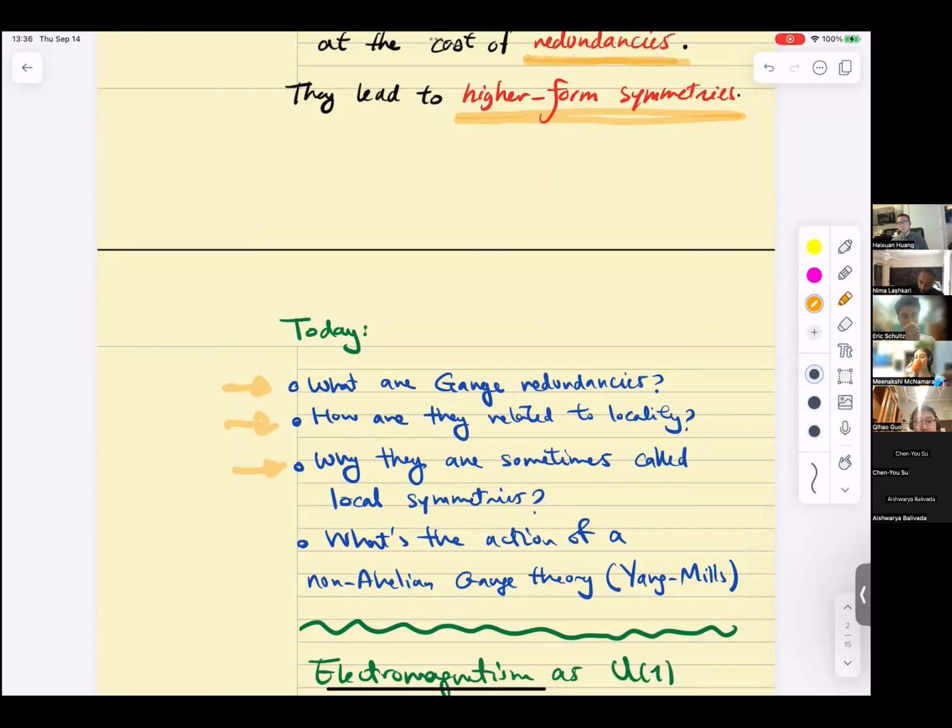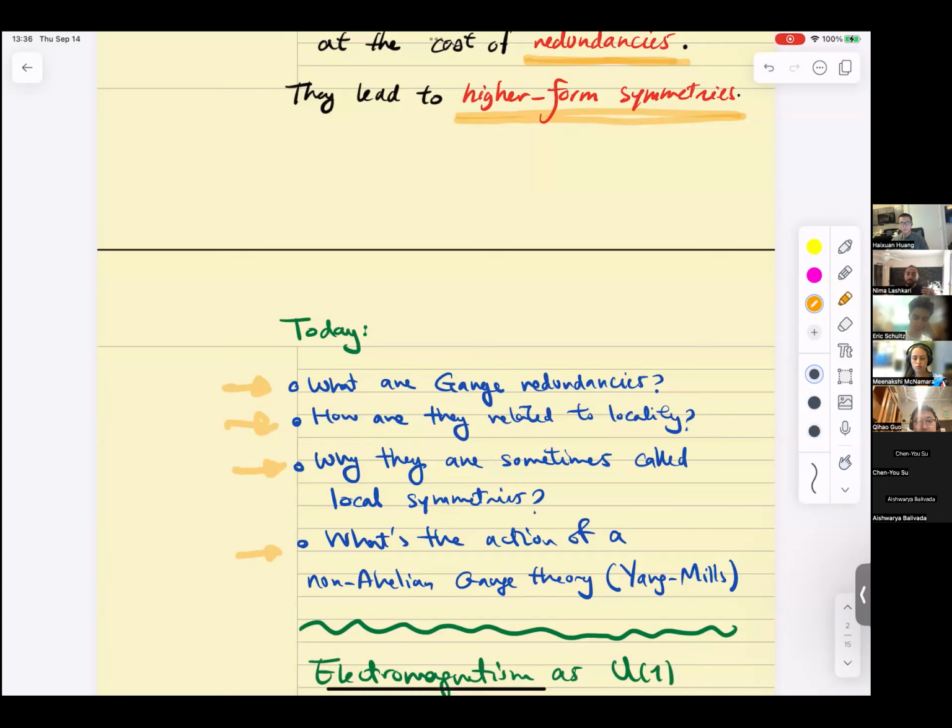And what is the action of a non-abelian gauge theory? That's called the Yang-Mills theory. That will be very important because, as we'll say in the last slide of this lecture, all forces of nature in the standard model, electrodynamics, weak nuclear force, and strong nuclear force, are going to be gauge theories.